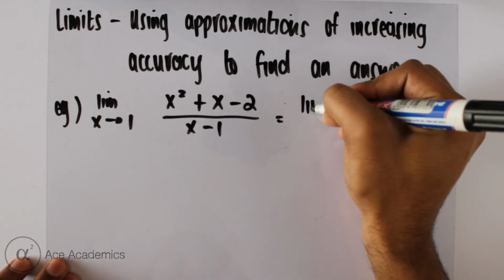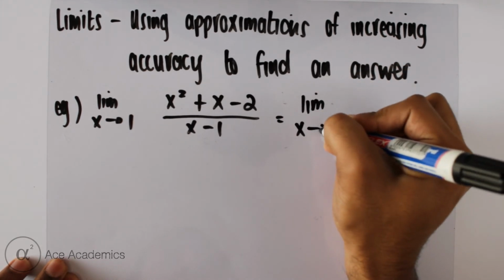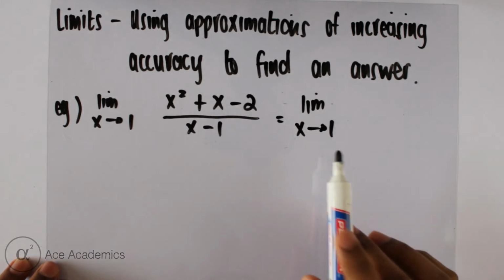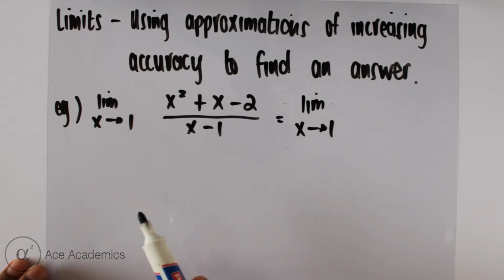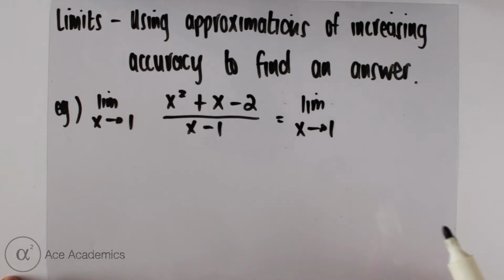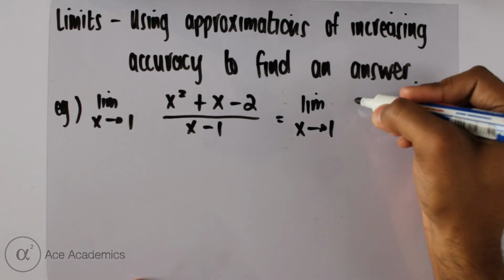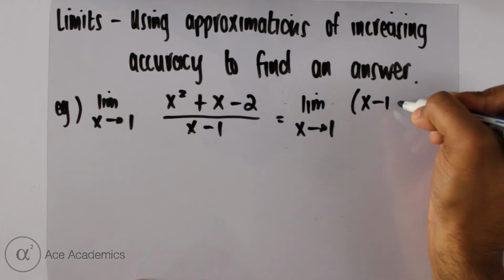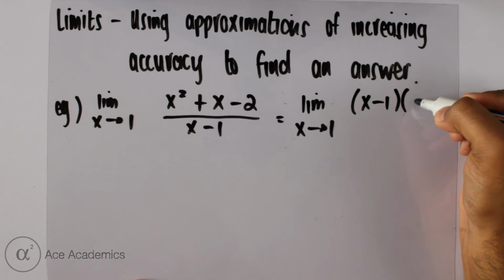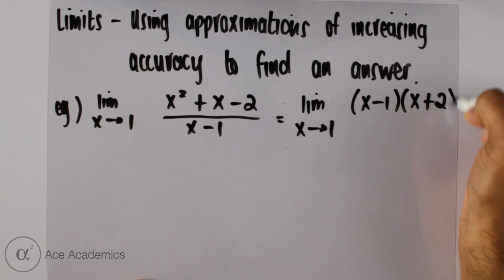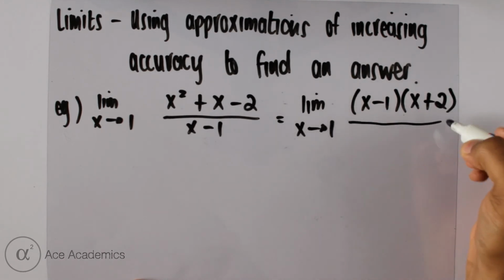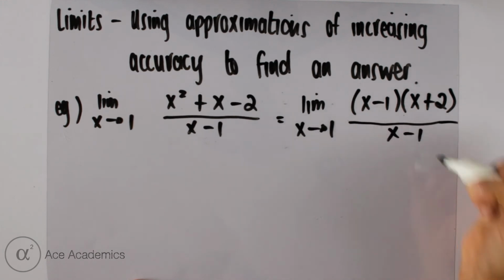This basically becomes the limit as x tends to 1. Notice we keep on writing limit as x tends to whatever number until we substitute the value in. Once we substitute the value in, the limit gets removed from the step. So if we factorize the numerator, we see that it's a trinomial, and that just simplifies to x minus 1, x plus 2. And that's all divided by x minus 1.